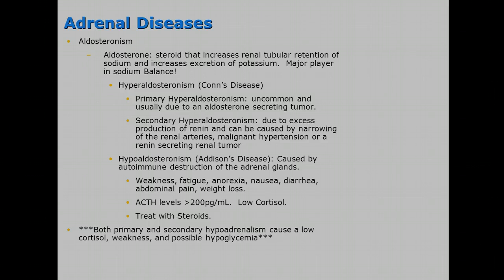We don't get a release of aldosterone like maybe we would if the ACTH worked. So ACTH tries and tries to the point that the levels get up around 200 picograms per mil, but yet nothing happens. So we see those ACTH levels quite high. We also see a low cortisol because the adrenal gland's just not working. There's been some destruction there. We do treat this with steroids. Both primary and secondary hypoadrenalism cause low cortisol, weakness, and possible low blood sugars.